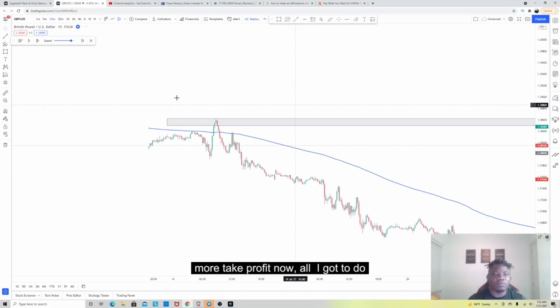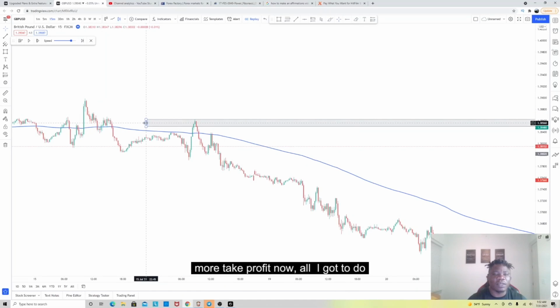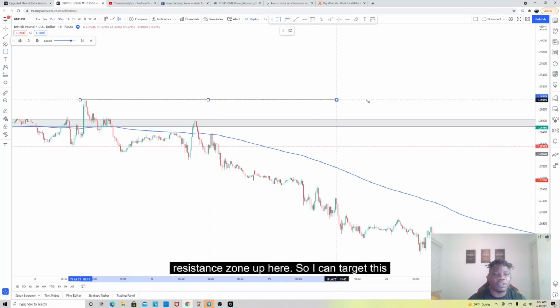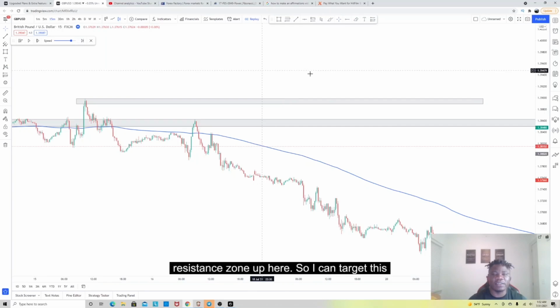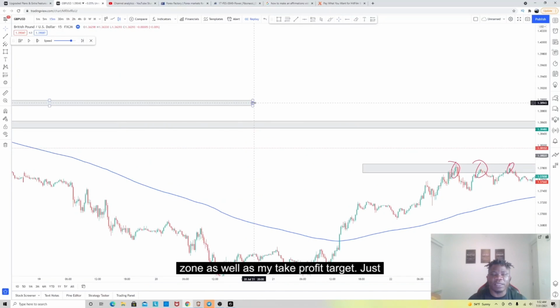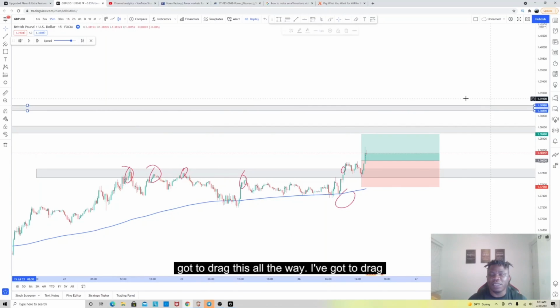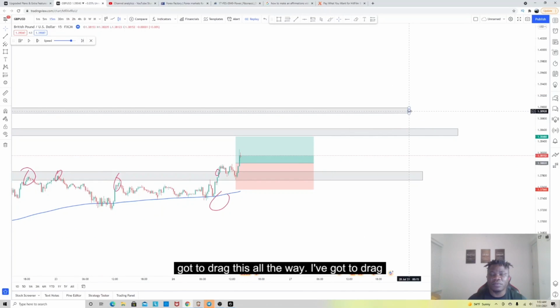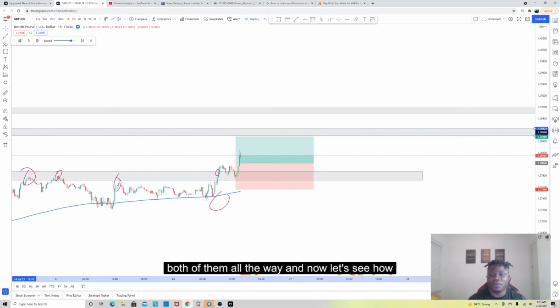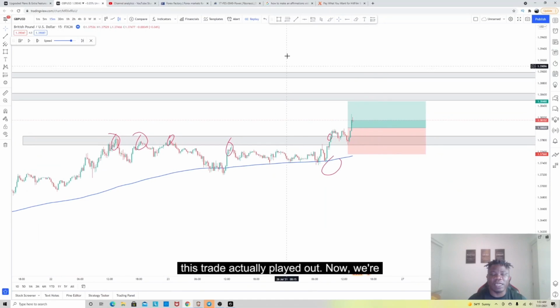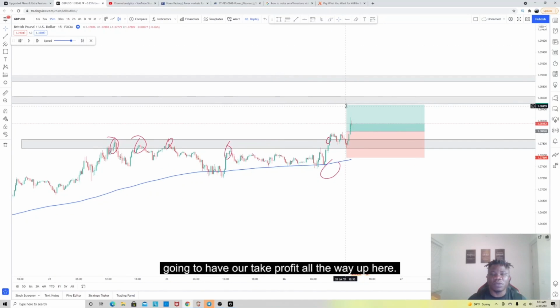And if I want more take profit, I see that I have another resistance zone up here. So I can target this zone as well as my take profit target. Just got to drag both of them all the way. And now let's see how this trade actually played out. Now we're going to have our take profit all the way up here.